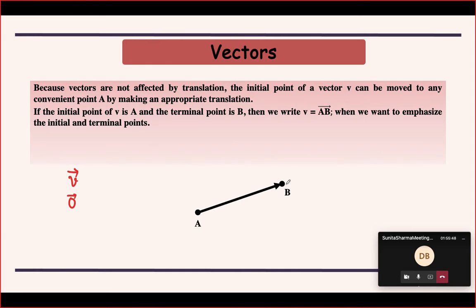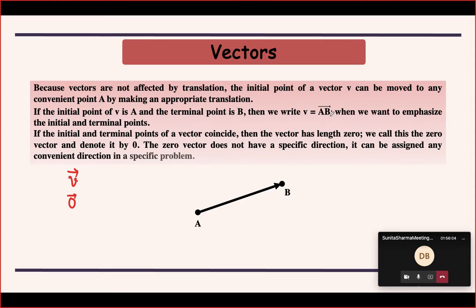So you are going to get another vector which is equal to that. Okay, and if the initial point is A and the terminal point is B, then we can also write the vector v as AB. So this is another notation for a vector, where you use the initial and the terminal points to denote the vector. And if the initial and terminal points coincide, then this vector has a zero length.